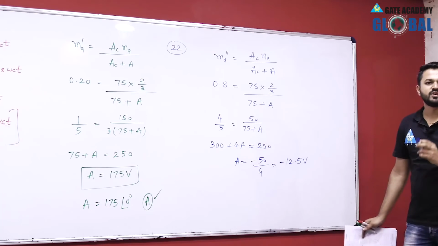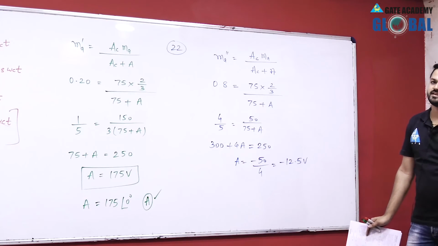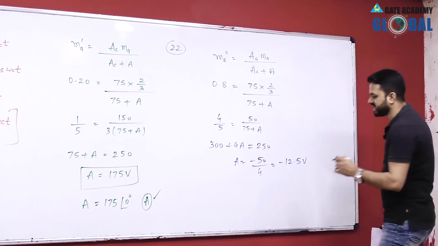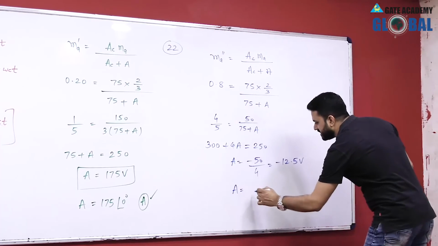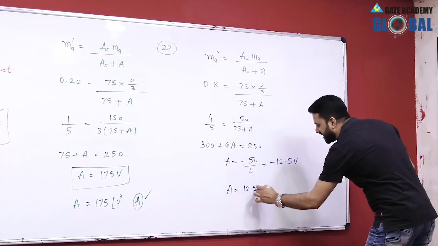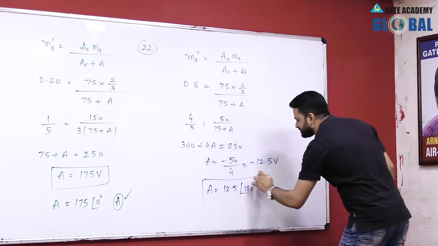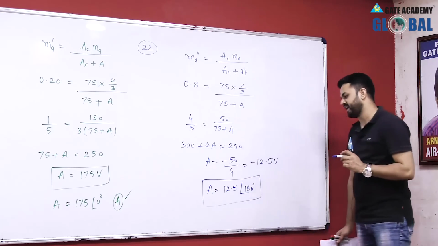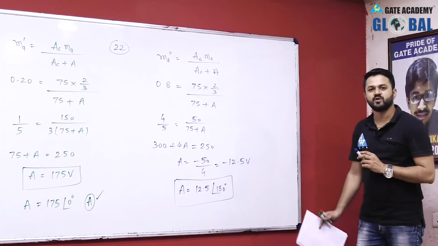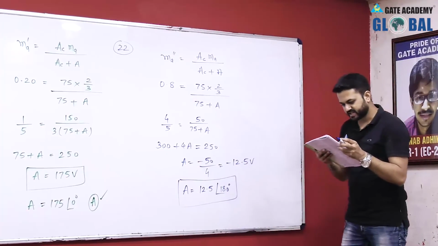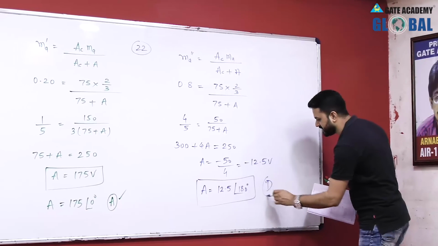When the amplitude is positive, we take the phase shift as 0, and if the amplitude is negative, we take the phase shift as 180 degrees. So we can write 12.5 volt as the amplitude and the phase as 180 degrees. So the additional carrier we have added is 12.5 volt with phase 180 degrees. So the correct answer is option D for this question.